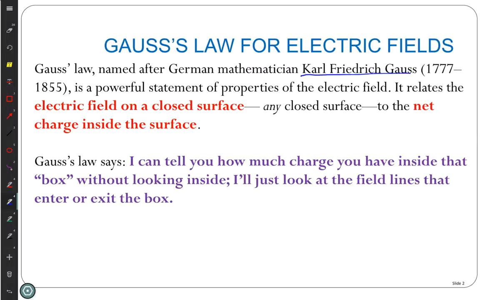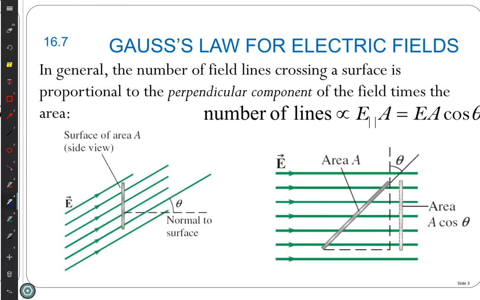So basically, the purple here is Gauss's statement. I can tell you how much charge is enclosed if I can determine what the field lines are entering or exiting a box of any shape. It has to be a closed box, though. You can't say there's this much that comes out of these areas, and then I don't know that other area. It has to be completely enclosed.